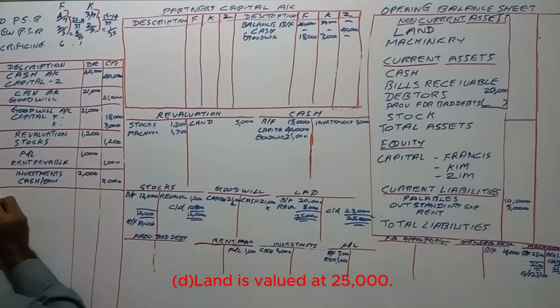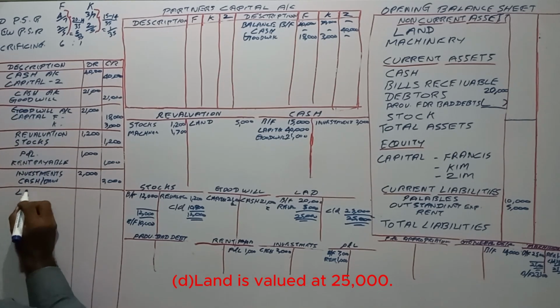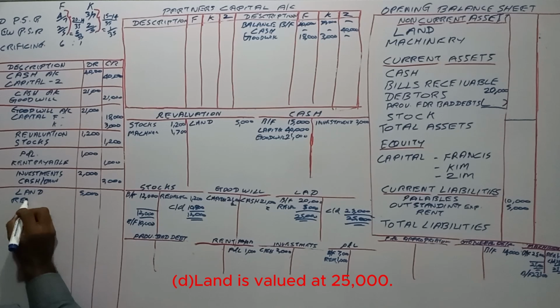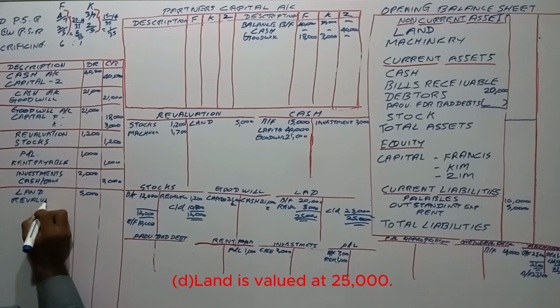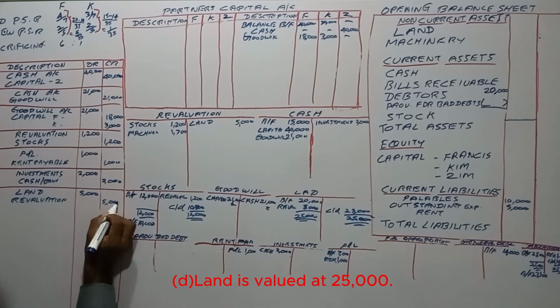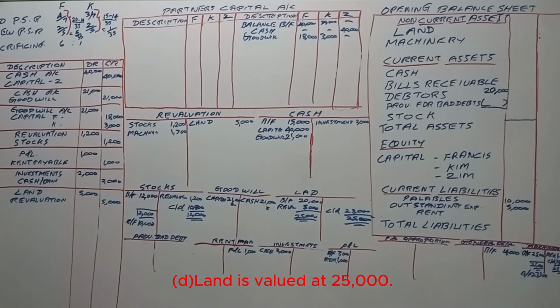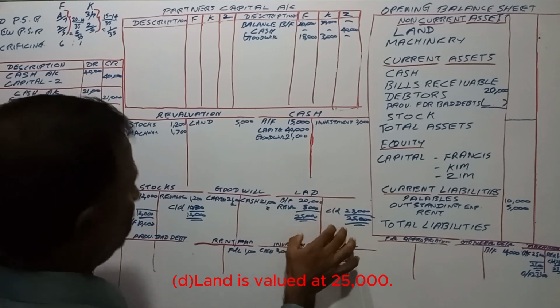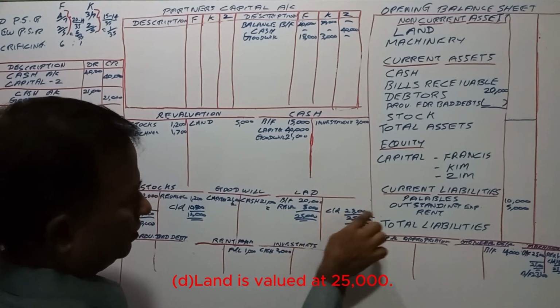So land debit 5,000. Revaluation account credit 5,000. This is being land revalued. Being land revalued. Right? Land price has increased. Increased means they have given the carrying down value. So 25,000 we have put it.